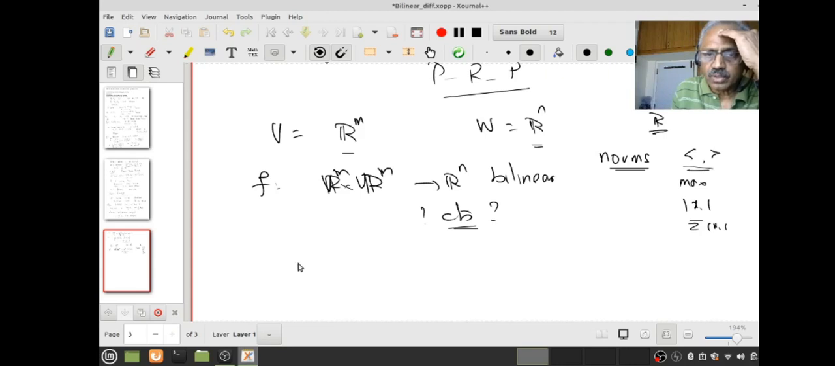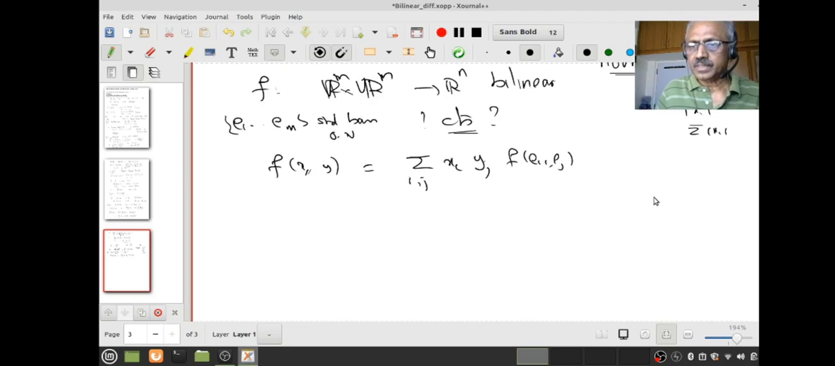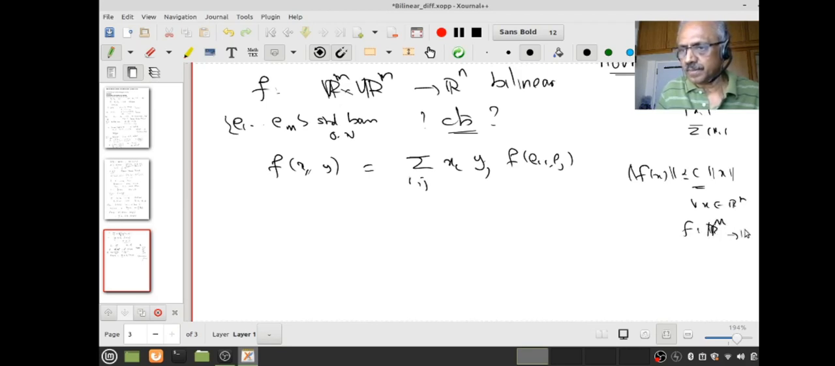So keeping the above notation, let us look at e1 to em, the standard orthogonal basis of R^m. Therefore f of x, y is going to be summation xi yj f of ei, ej, with i, j varying. Is that clear? How did I prove continuity of a linear map? I proved that the norm of f of x is less than or equal to c times the norm of x. There exists a constant c so that this happens for every x in R^m, if f is a linear map from R^m to R^n.